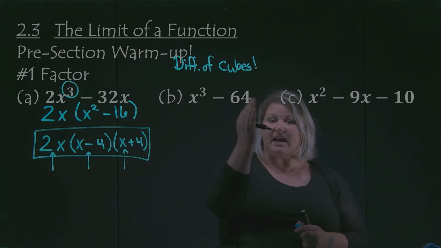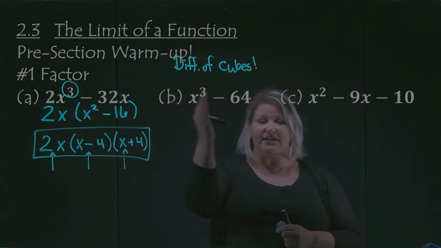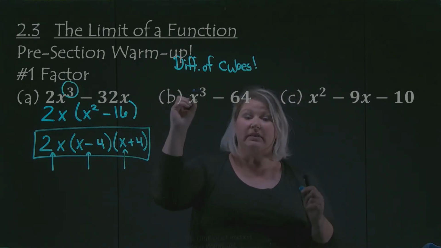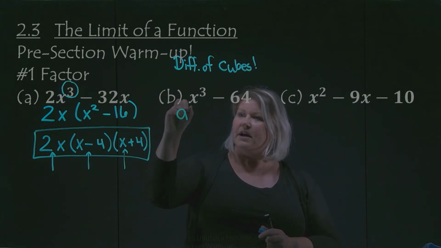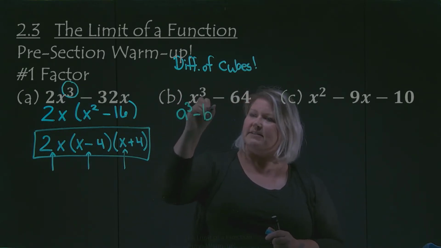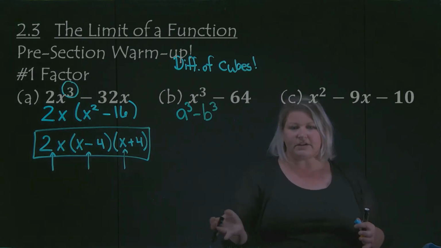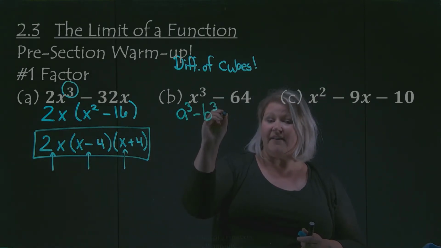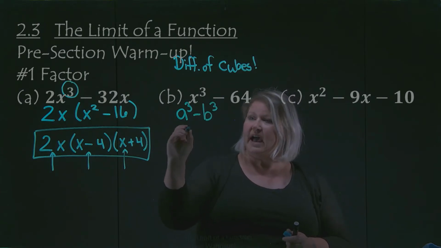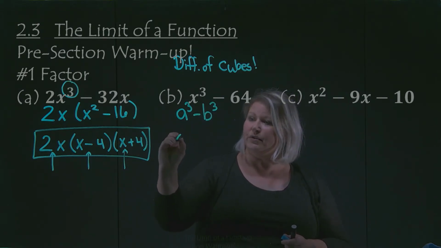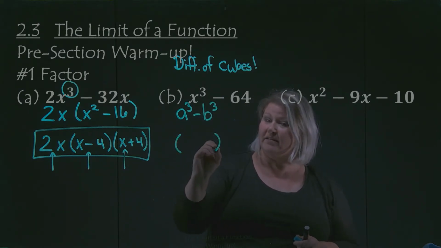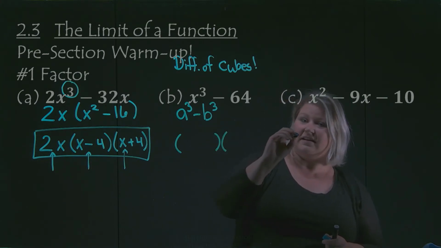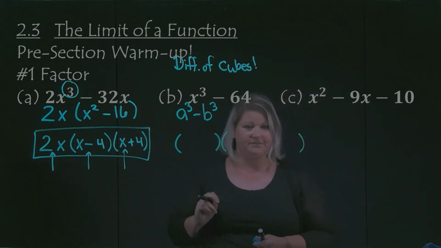Okay, difference of cubes is what we're going to factor. So let's look at that formula. A difference of cubes is like this. If I say I have 2 things that are being cubed, a cubed minus b cubed, that can be factored in the following way. I can factor it into a binomial and then a trinomial.